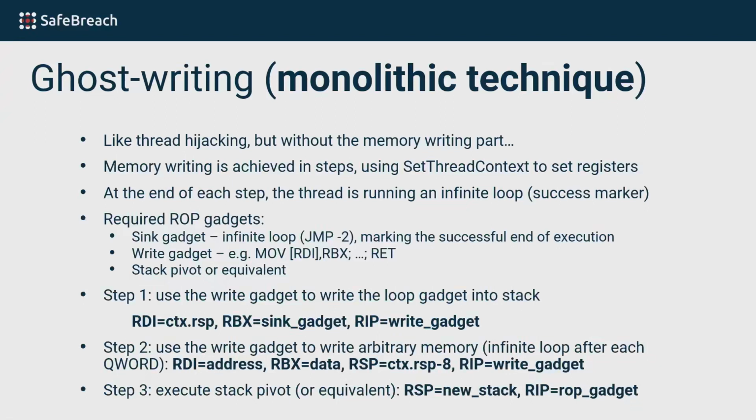So the required ROP gadgets are: a sync gadget, this infinite loop, as simple as jump -2, so it loops forever. Then we also need a write gadget, something like move to the address in RDI the contents of RBX, and do a return later. And a stack pivot or something equivalent.